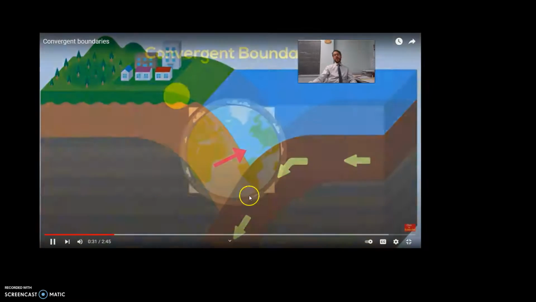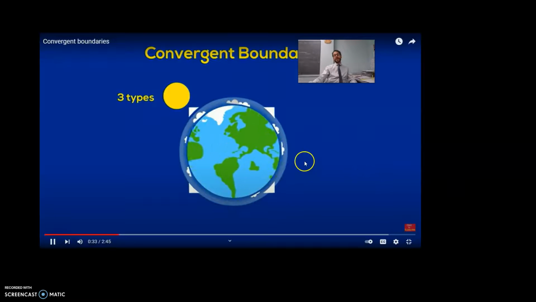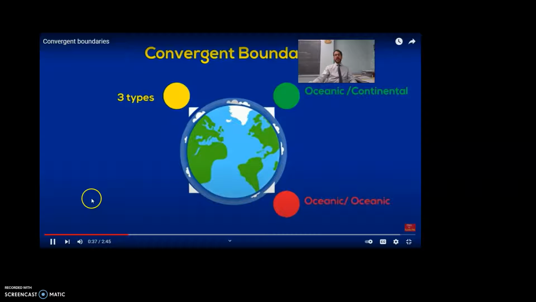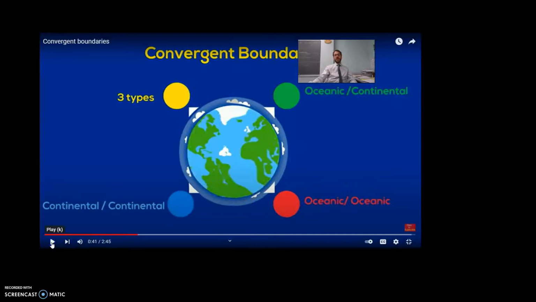Typically what happens is, well, we're going to give you all 3 types. We have oceanic-continental, we have oceanic-oceanic, and then you have continental-continental. Now there are some behavior differences between these 3, so I'm just going to real quick point them out to you. This is the one that you're going to find most common on the Regents.